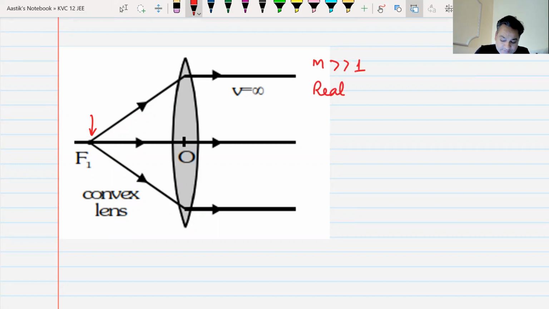Do we understand this? Image is formed at infinity. That case may not be so important, but the image is real and highly magnified. This is case number 5, my dear friends: the object placed at the first principal focus. I'll give you 2 minutes to note this down.